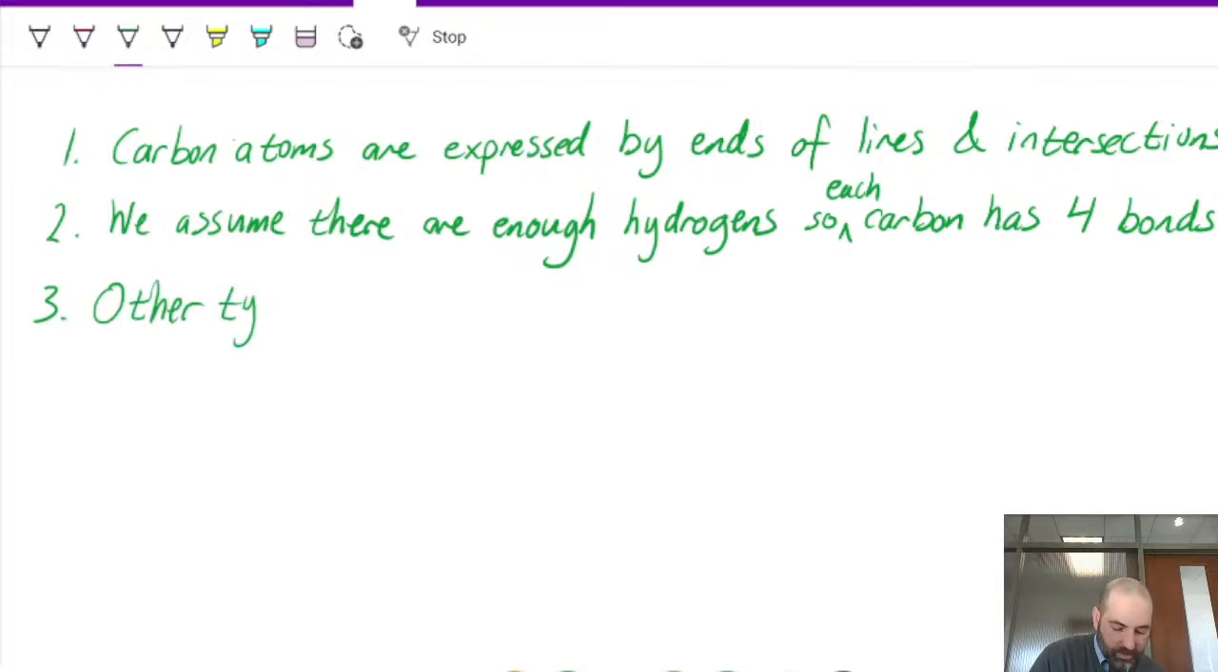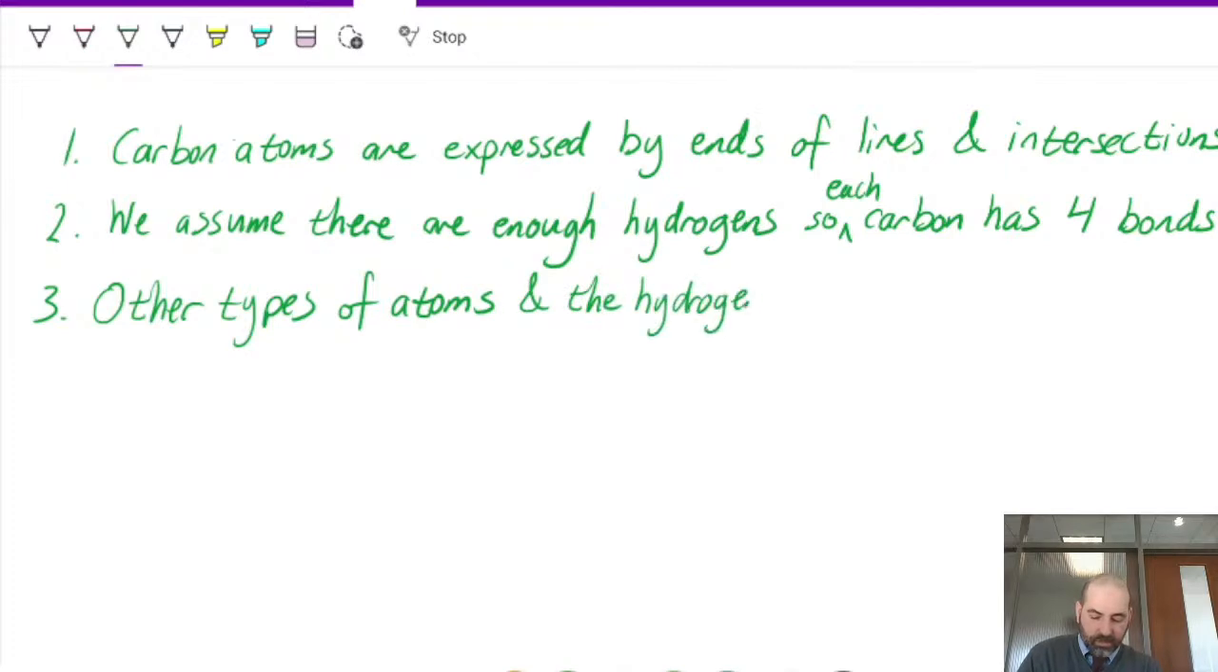other types of atoms, so not carbon and hydrogen, and the hydrogens connected don't change.